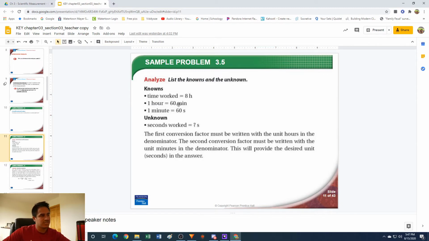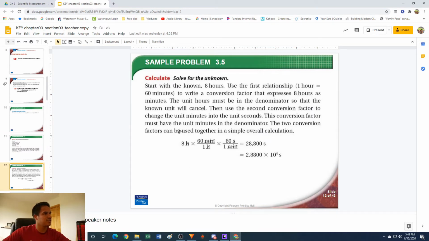1 hour is equal to 60 minutes. 1 minute is 60 seconds. So the first conversion factor we're going to write so that the unit of hours is in the denominator on the bottom. And the second conversion factor is going to be written with the unit of minutes in the denominator. Okay, so basically what this is going to look like is this. We're going to be starting with 8 hours, our known value. We're going to multiply it by 60 minutes over 1 hour.